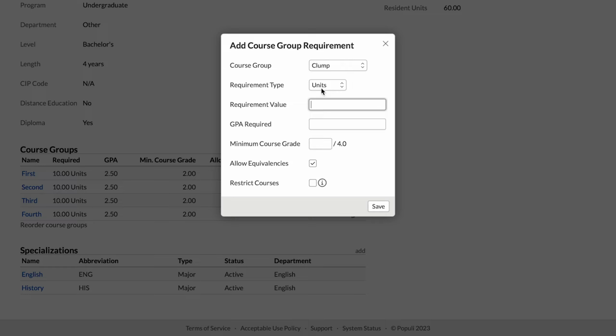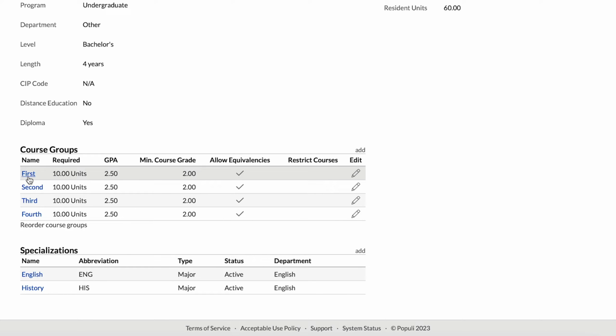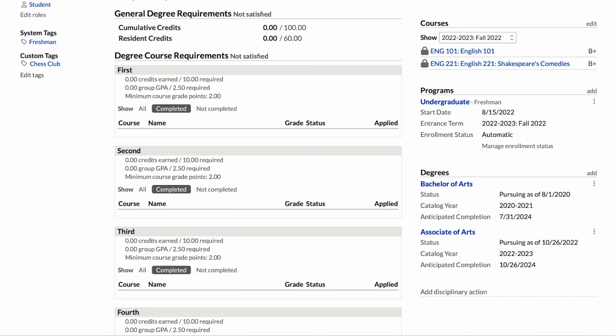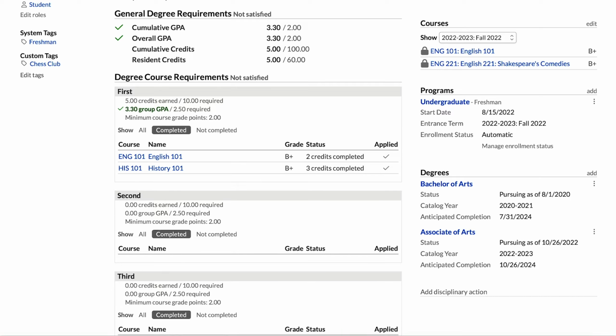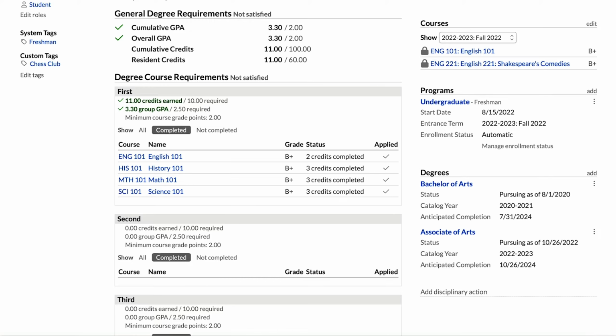So in this situation, we're requiring 10 credits here. So that's going to be under units there. So we just pop in 10 there and then save. Now, in order for a student to satisfy that requirement, they need to enroll in courses within this course group. They need to complete those and be granted those credits. As the student receives those credits, they and the administrators will see the count increase on the course group, but also up on the general degree requirements until they meet that requirement.